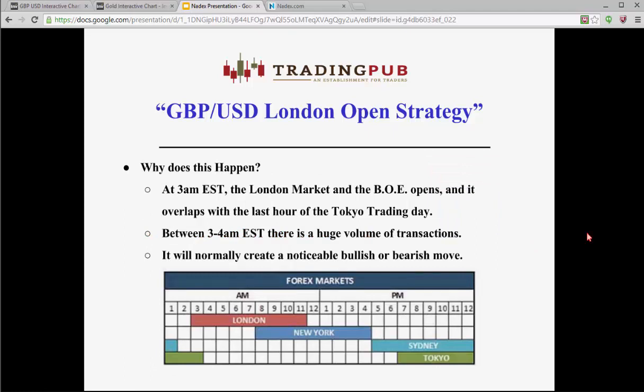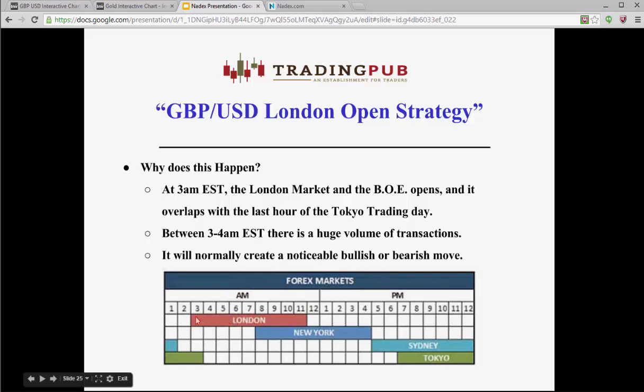Why does this happen? At 2 o'clock in the morning, the European markets open. And at 3 o'clock, the London market opens and the Bank of England opens. And there's a lot of transactions that need to be cleared. Also, the 3 o'clock hour is the last hour of the Tokyo trading session. So there's just a ton of financial activity going on within a 1 hour window. And that's kind of like squeezing water through a crimped hose. It just has a tendency to really move the market one direction or another. And if it shows itself, the strategy is in play.